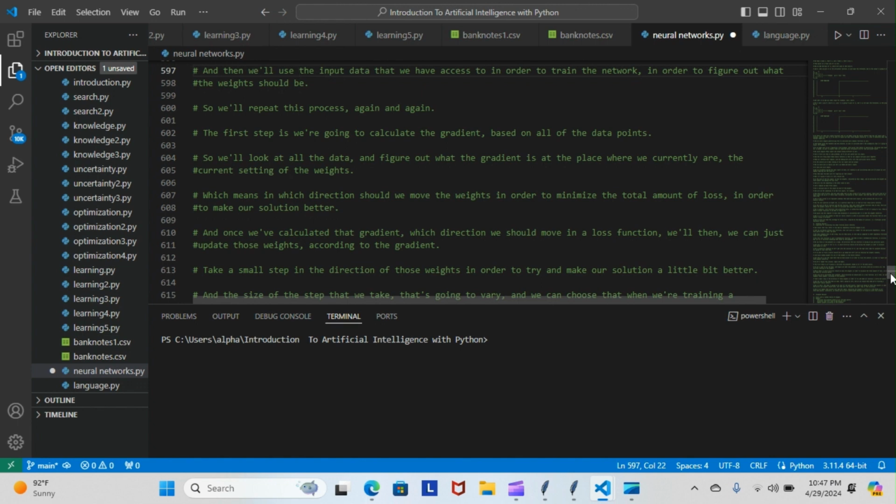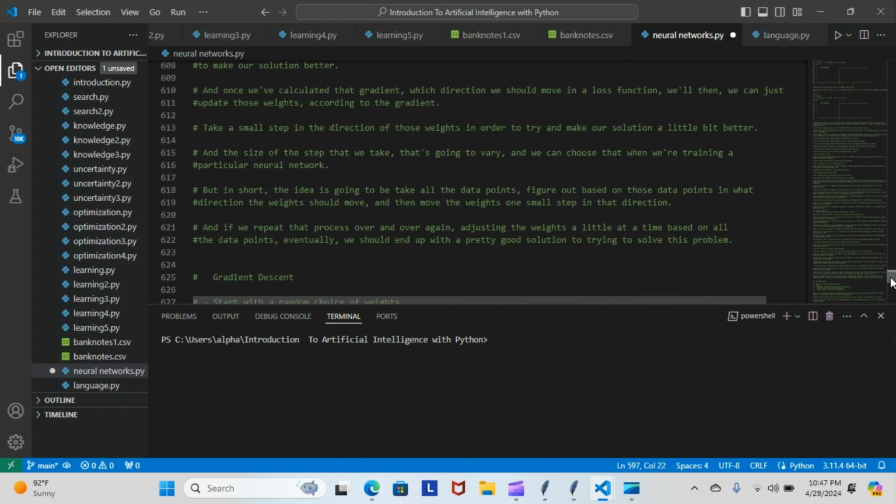And once we've calculated that gradient, which direction we should move in a loss function, we can just update those weights according to the gradient. Take a small step in the direction of those weights in order to try and make our solution a little better. And the size of the step that we take is going to vary, and we can choose that when we're training a particular neural network. But in short, the idea is going to be take all of the data points, figure out based on those data points in which direction the weight should move, and then move the weights one small step in the direction. And if we repeat that process over and over again, adjusting the weights a little at a time, based on all of the data points, eventually we should end up with a pretty good solution to try and figure out this problem.